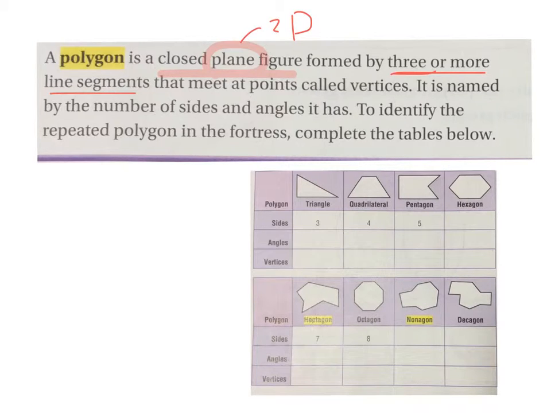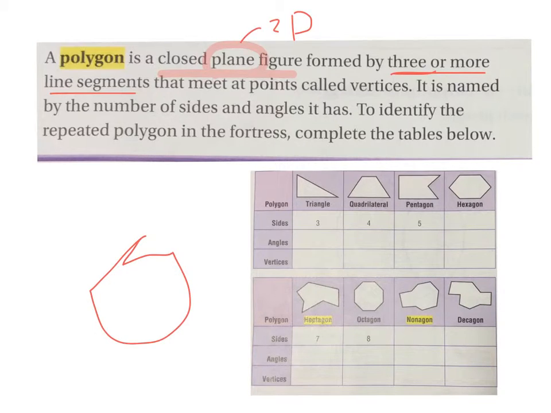What about this? 1, 2, 3. Has 3 line segments. Is that a polygon? No. Why not? It's not closed. Okay, what about this one? No. Is it closed? Is it made up of 3 or more line segments?